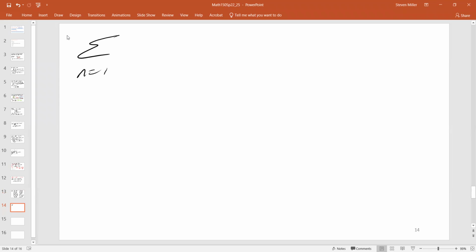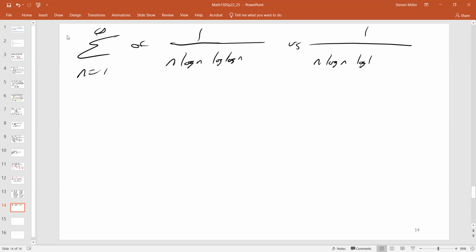And you can consider the sum as n goes from 1 to infinity of 1 over n log n versus 1 over n log n squared. What do you think will be true about each one of them? If one converges and one diverges, which do you think is the one that will converge, which is the one that will diverge? So if I tell you one of them converges, you know which one has to converge and which one has to diverge.